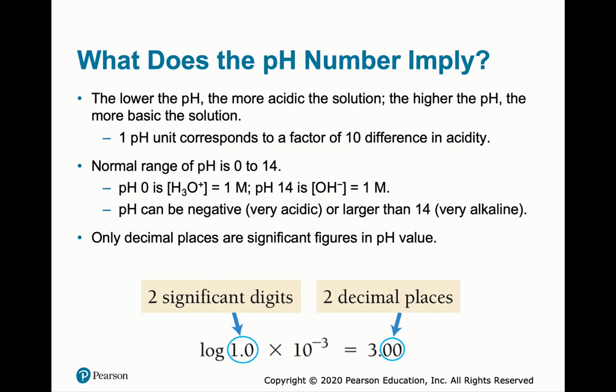And also for sig figs, the sig figs are displayed following the decimal point. So the pH of 3.00 has 2 sig figs. Keep that in mind when you do sig figs with your calculations. Even if it was 12, it would be 12.00, and 12.00 is still 2 sig figs.